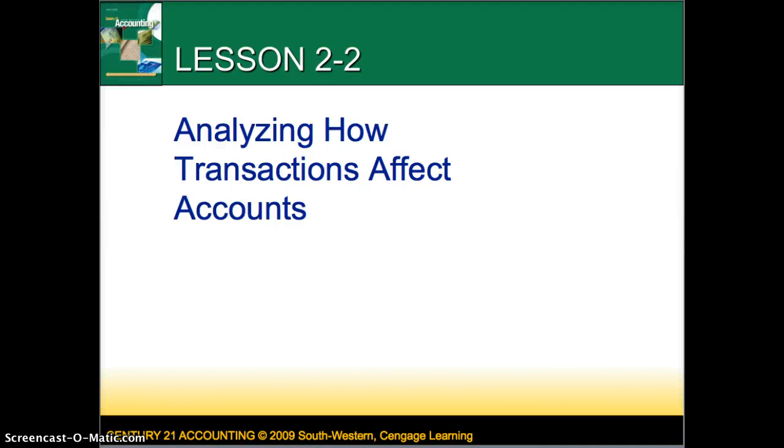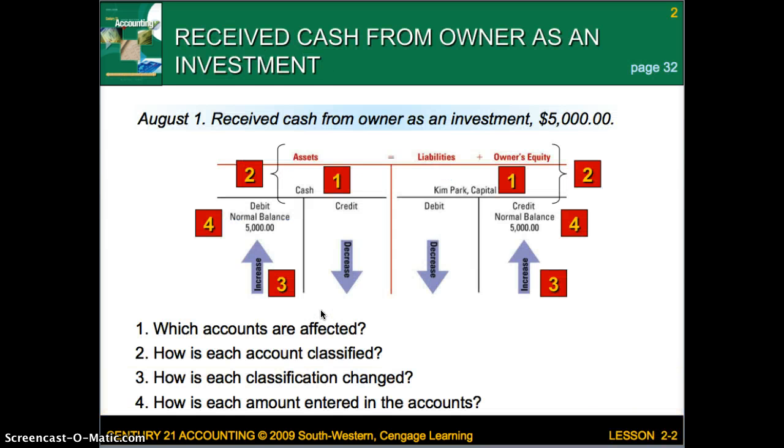This is Lecture 2.2, Analyzing How Transactions Affect Accounts. This is found on page 32 of your book. So what we need to do now is look at some transactions that you will have very often. These will come all the time, and we need to see what happens to our T accounts when certain transactions happen.